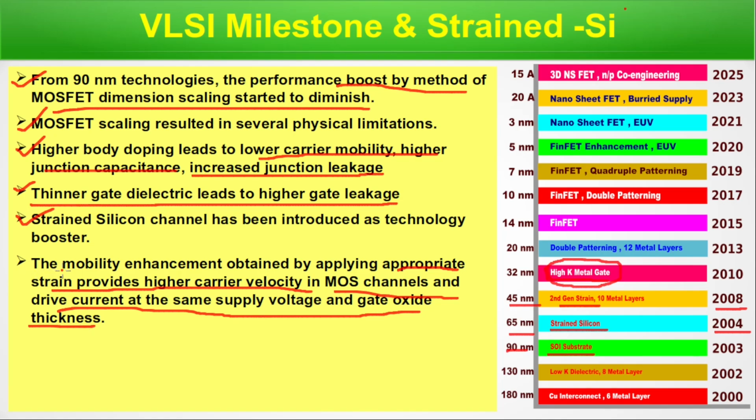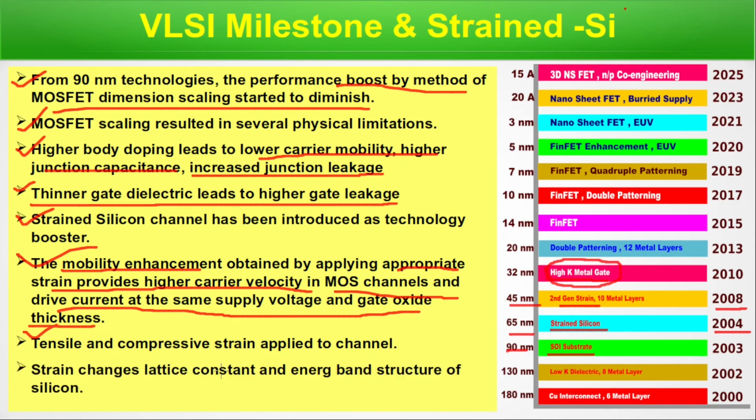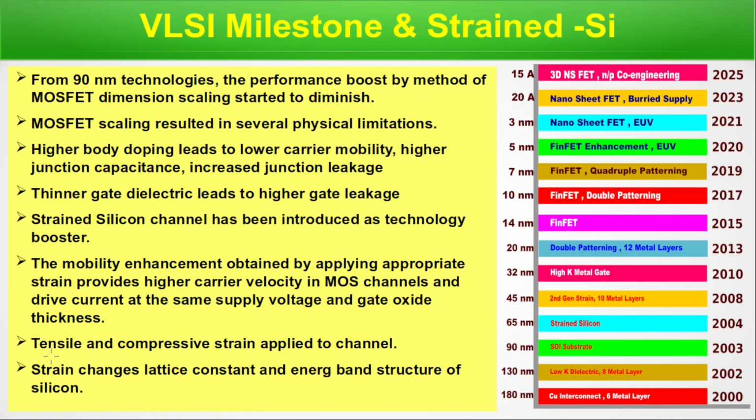We get mobility enhancement. Now, tensile and compressive strain are applied to channel. There are 2 types of strain, tensile strain and compressive strain. Now, strain changes lattice constant and energy band structure of silicon. In later slides, we will understand how lattice constant is changed and energy band structure is changed. And gradually, we will understand how this change in lattice constant and energy band structure results in higher mobility. So, we are done with this slide. Now, let's move to the next slide.